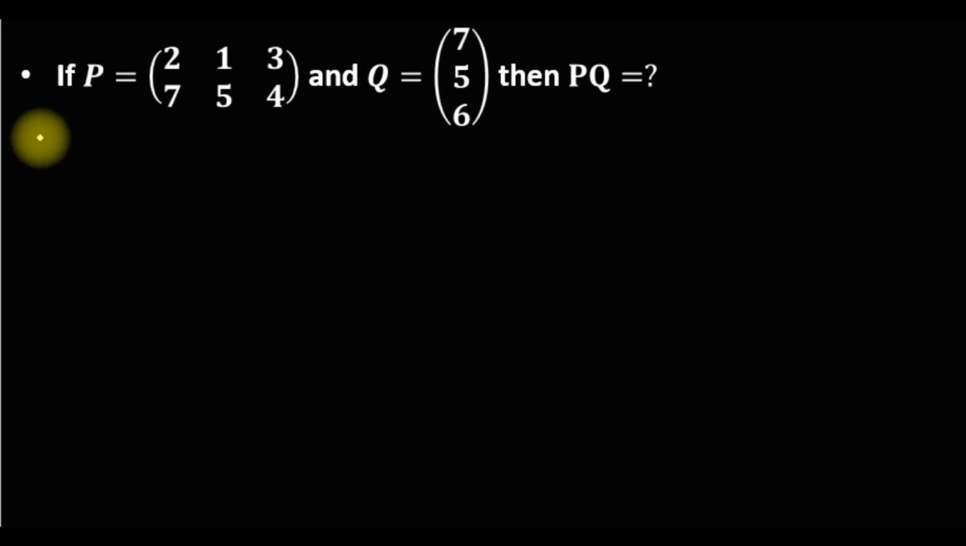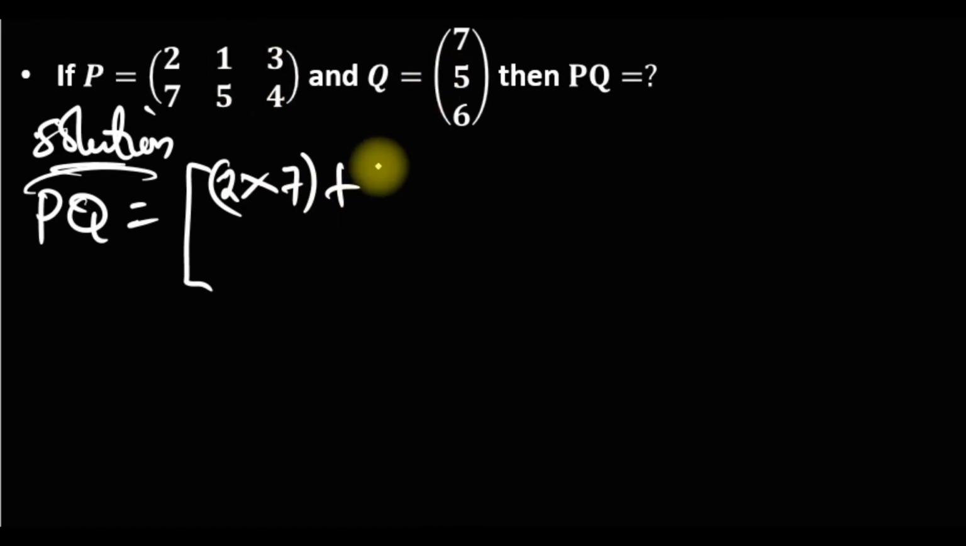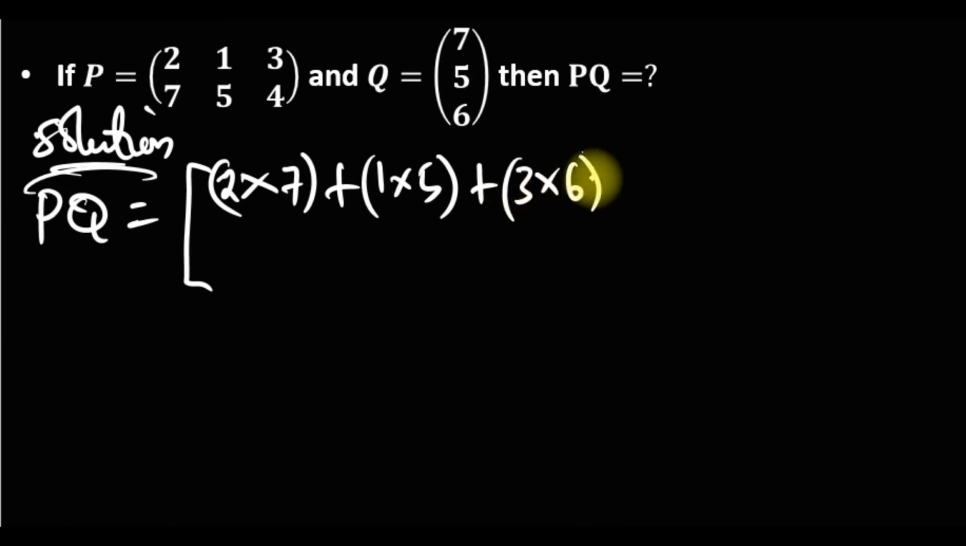So we are multiplying. This is PQ. Okay, solution. So PQ is now, remember, we'll multiply row by column. So we'll start 2 times 7, you add it to 1 times 5 plus 3 times 6. We are done. So the first row has succeeded multiplying the column, and we have only 1 column.